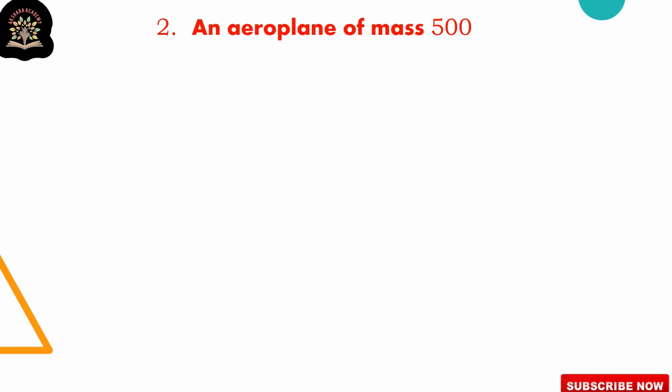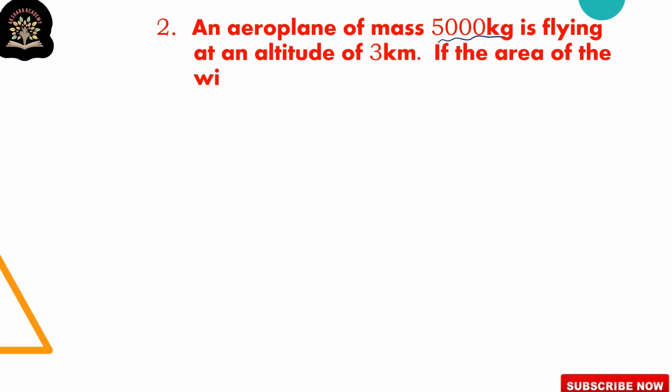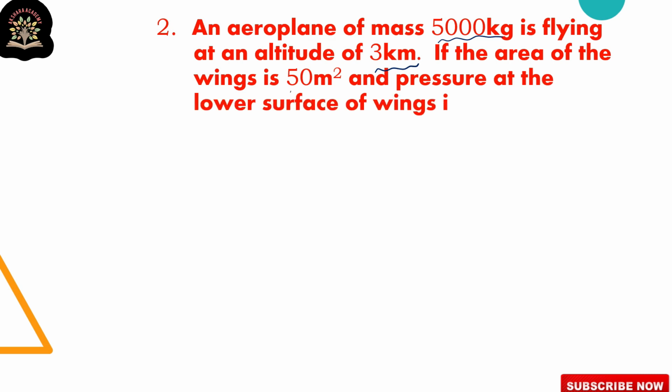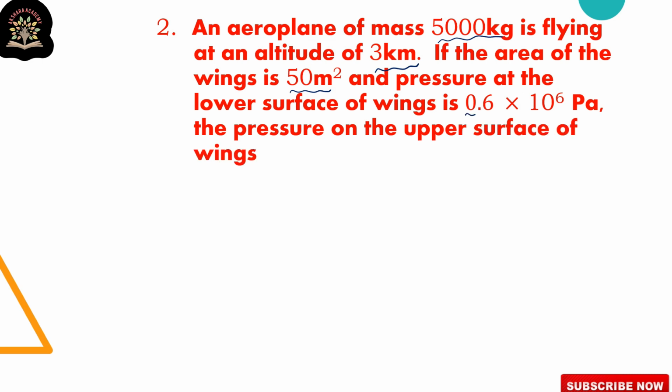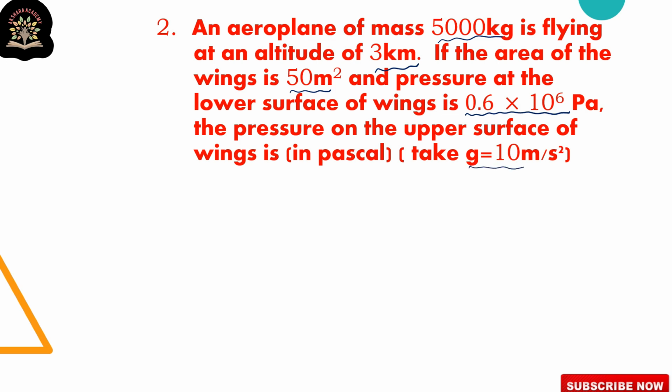Second one, an aeroplane of mass 5000 kilogram is flying at an altitude of 3 kilometer. If the area of the wings is 50 meters square and pressure at the lower surface of wings is 0.6 into 10 to the power of 6 pascals, then you have to calculate pressure on the upper surface of wings, in pascals. So here they given g as 10 meters per second square. Let us go to the solution.